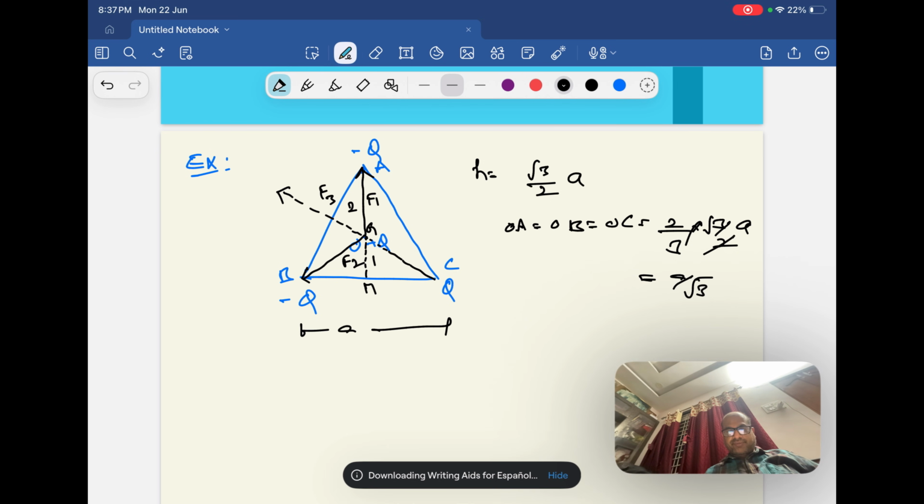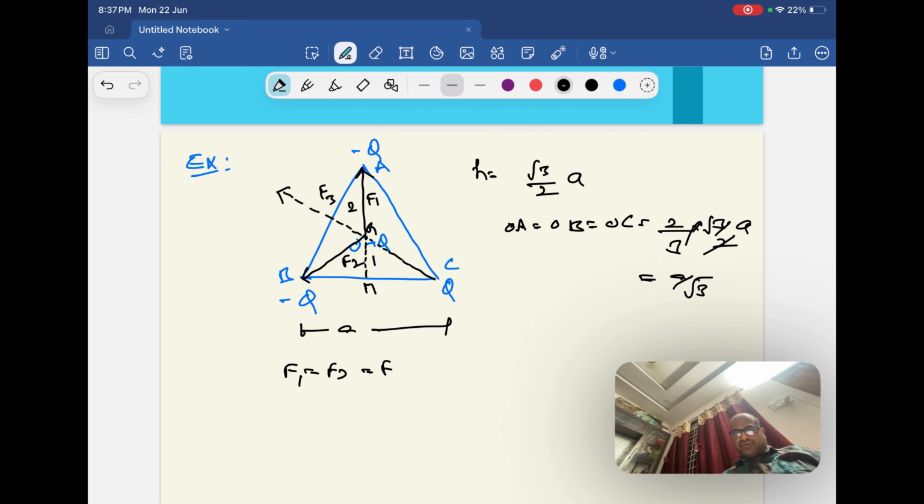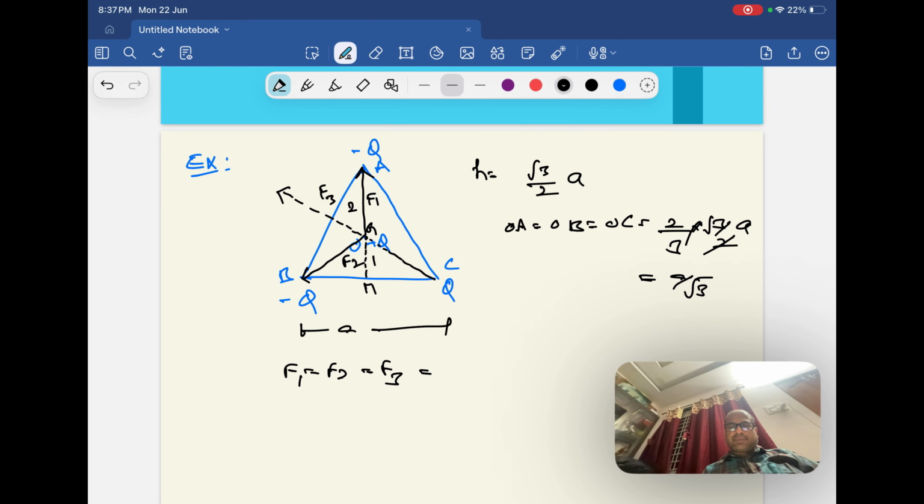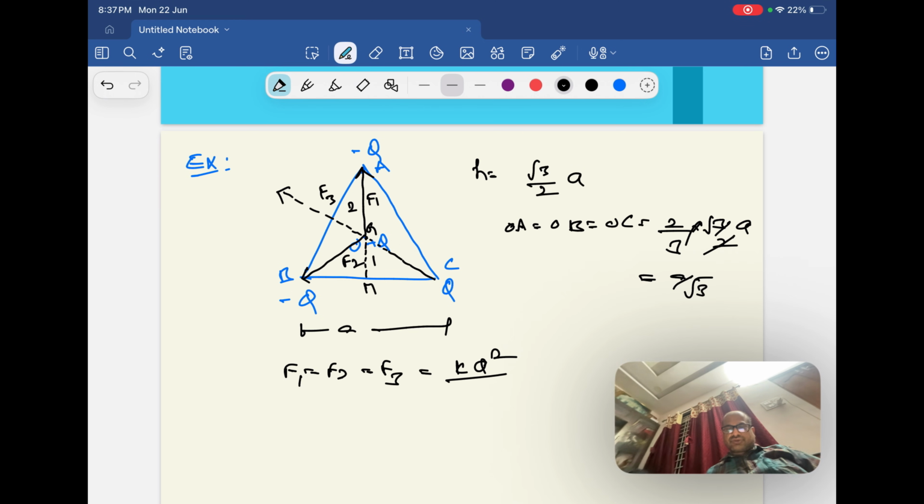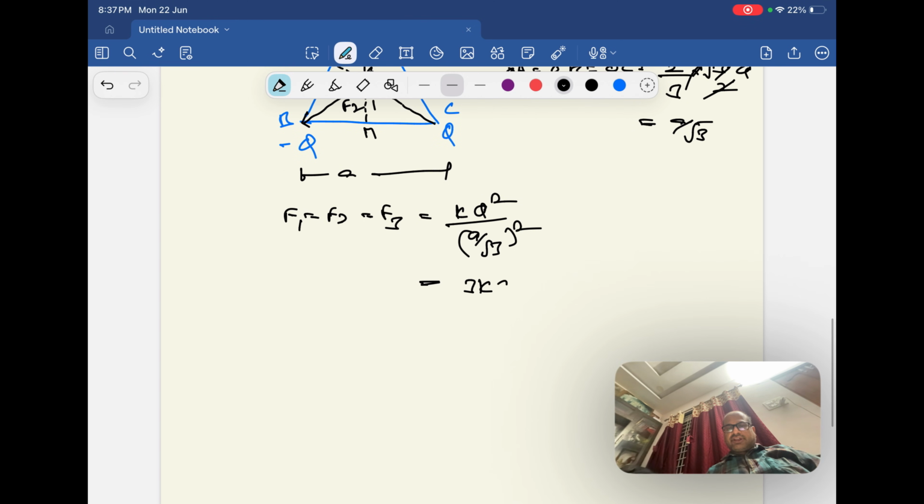So this will be how much, students? A/√3. Now the value of the force: you can see charges are the same and distance is the same, so forces will be the same. F1, F2, F3 magnitudes are the same, given by 1/4 pi epsilon naught Q1 Q2 by R square, so K Q square by R square. R square is A/√3 whole square. So how much do you get? This becomes 3KQ square by A square.